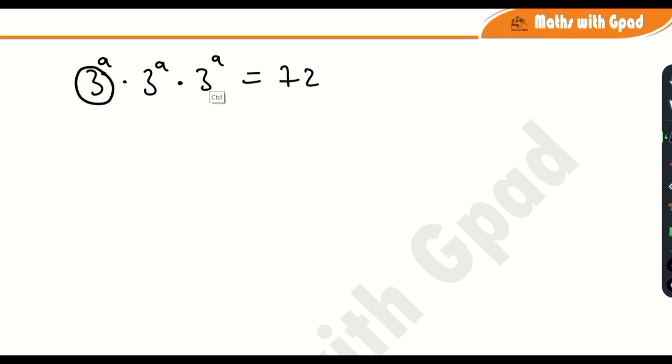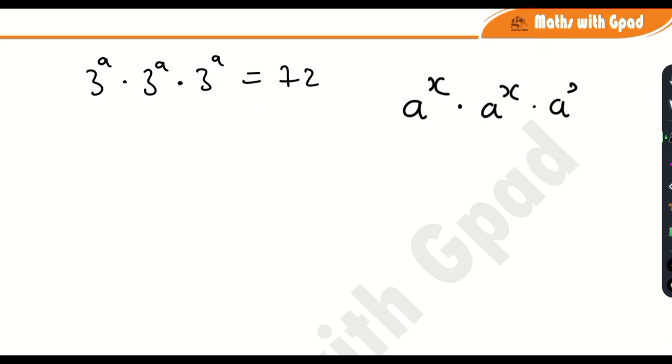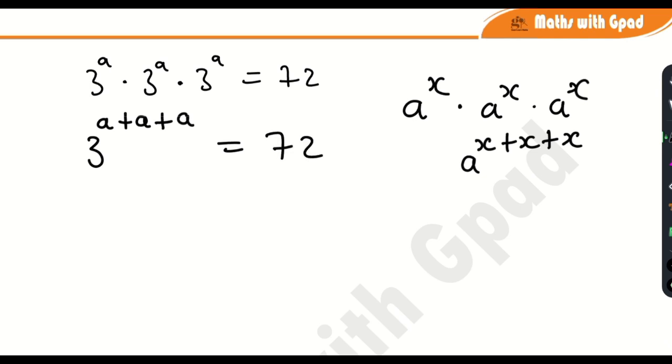All we have to do, if you have a raised to the power x times a raised to the power x times a raised to the power x, for you to work out this using the law of indices, you can take the common base and add the exponent. So you have x plus x plus x. That's what I'm going to be doing here. So this is going to be 3 raised to the power a plus a plus a. And this is equal to 72.